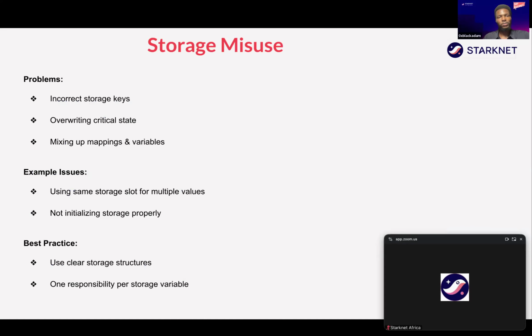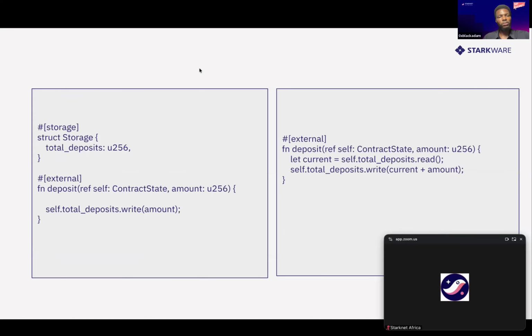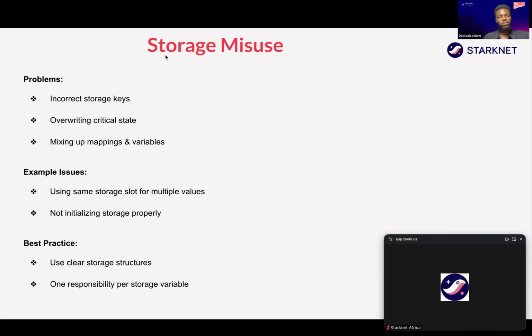All right. So basically, everything I talked about here, this is a summary. It's storage misuse: overwriting critical state, mixing up mappings and variables, incorrect storage keys, right? The first one that we talked about was overwriting critical state, instead of knowing what the total deposit was before adding another one to it. So the best practice is to use clear storage structure and more responsibility per storage variable. And as we go on, I will show you more vulnerabilities that link to this as well.